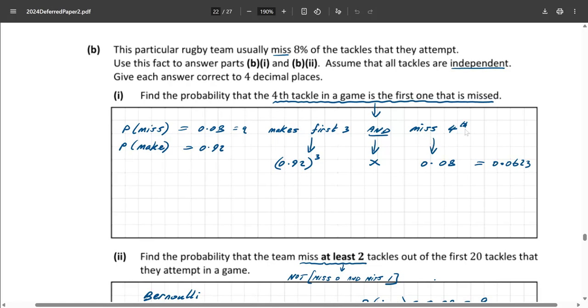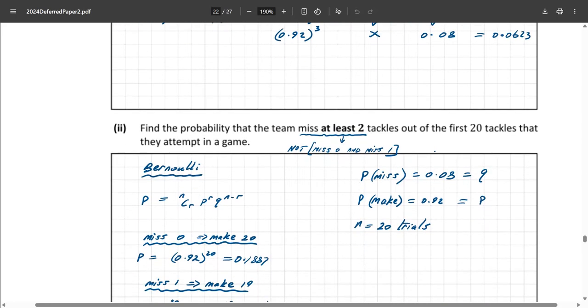Miss the fourth. We want to miss the fourth, so 0.08 is the chance of missing any shot, and they're all independent, so it's 0.08 no matter which shot you're taking. Now, you want this and you want this, so that means multiply your two answers, and you get the final answer, 0.0623.